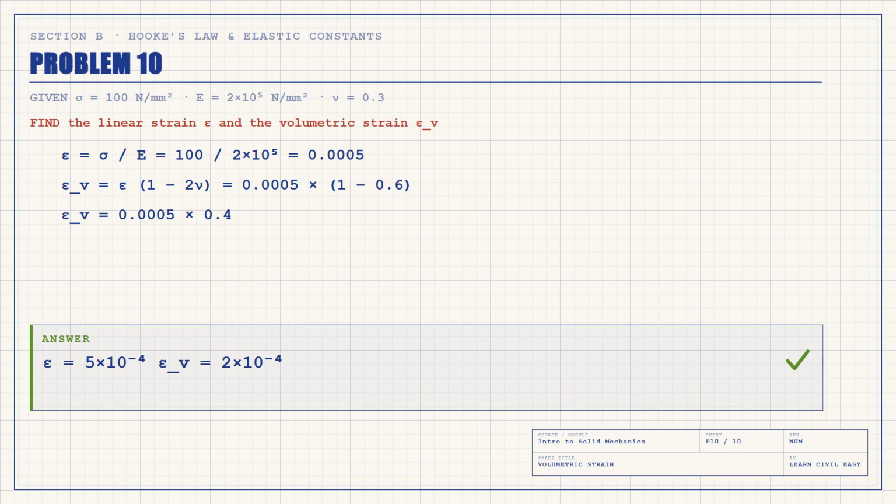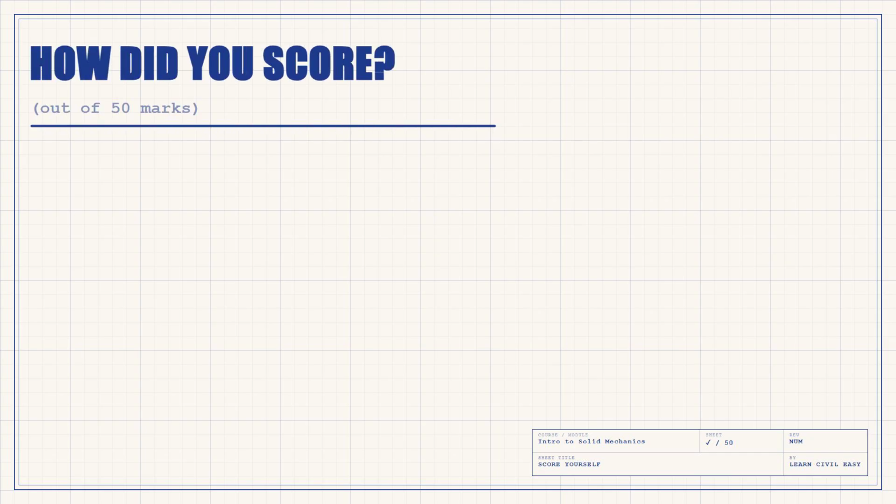Problem 10. A bar carries a uniaxial stress of 100 Newton per millimeter squared with E 2 into 10 to the power 5 and Poisson's ratio 0.3. The linear strain is sigma over E, which is 0.0005. The volumetric strain is the strain into 1 minus 2 nu, 0.0005 times 0.4, which is 2 into 10 to the power minus 4. And that completes all 10.